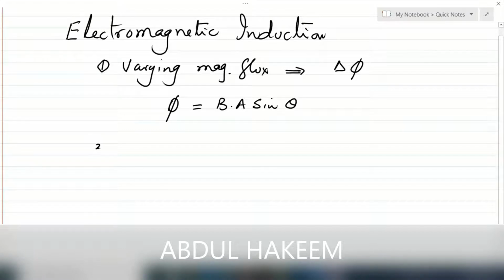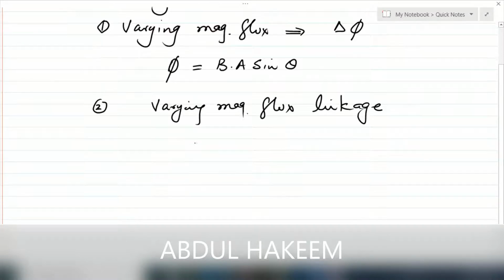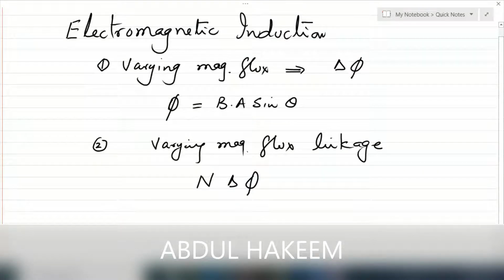So the second requirement of induction is varying magnetic flux linkage, and it is represented by N times delta phi. So there are two basic requirements. Number one, there must be flux and it must be varying. And number two, that flux must be cut by any conductor, by any wire, or the number of turns of the wire.